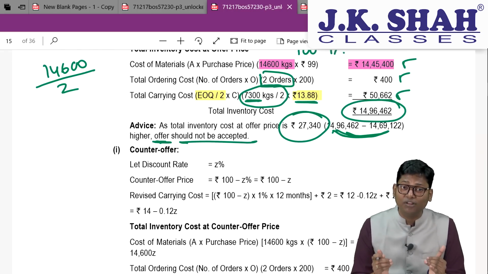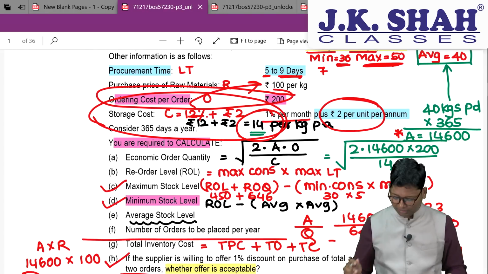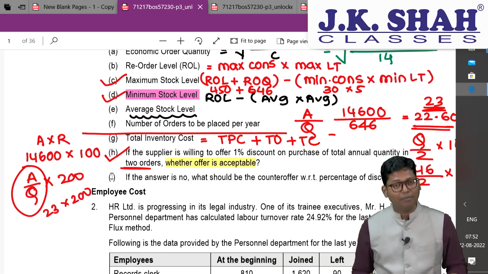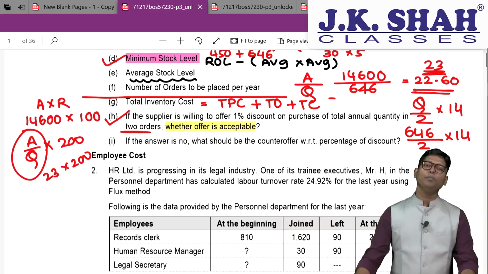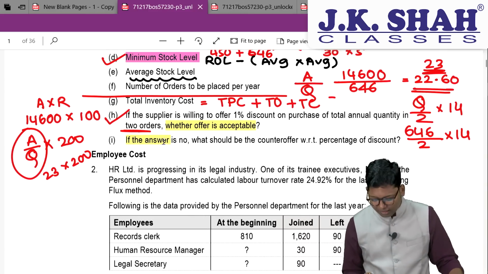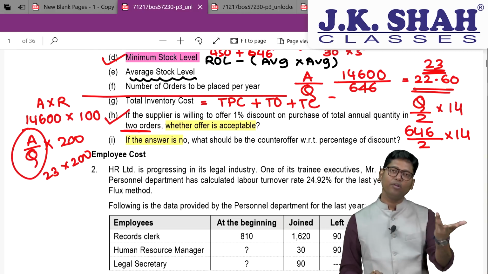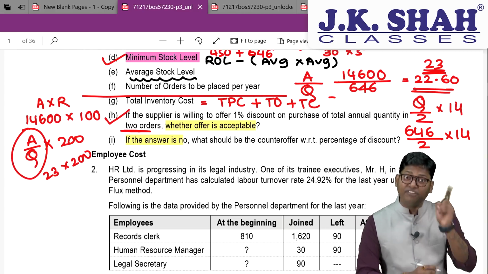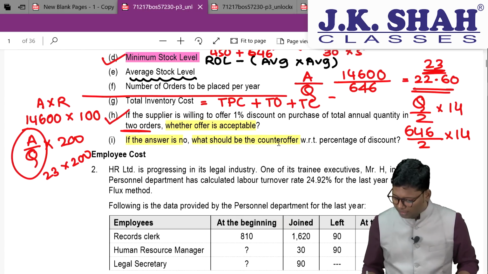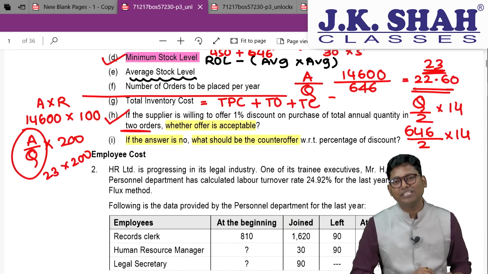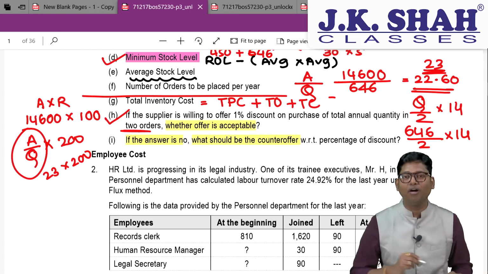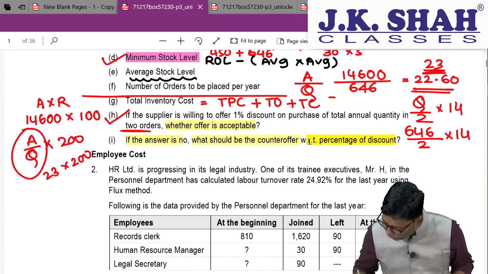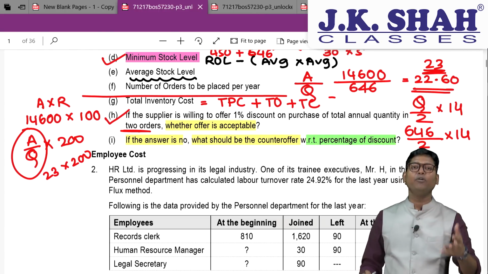And here is the calculation end of your second last point. Now only one point is pending, and that is point number I, which is a very, very important point. Please concentrate. If the answer is no, obviously we have already advised the company that proposal should not be accepted. If the answer is no, what should be the counter offer? Sir, what is counter offer? Counter offer with respect to percentage of discount. We need to calculate what percent of discount we should offer.